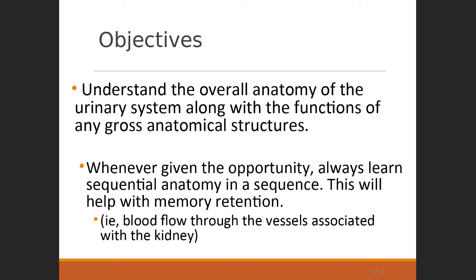I suggest when we're studying this particular section, any opportunity you have to learn things in a sequential order, please take that opportunity because it's going to help you fill in the blanks should you forget something on an exam. So we'll be talking about blood flow through the kidney. We'll be talking about tubular fluid flowing through the nephron as part of our nephron discussion. We'll be talking about drainage from the kidney as it goes down the ureter, into the bladder, and then out the urethra. Any opportunity you have to memorize things in a sequential manner, please take that opportunity.